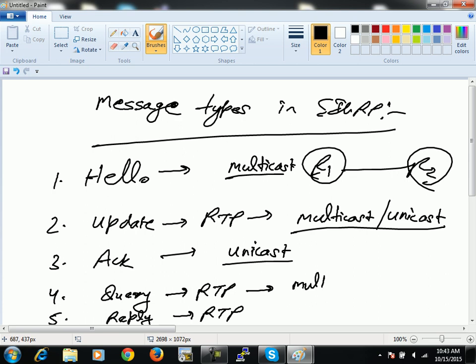Query, multicast, always multicast. But in case you have configured your neighbor statically, then even your query will also be unicasted. But by default, query packets will always be multicasted. But if you have configured your neighbor statically, then it will be unicasted. Reply, only and only unicast. Reply will always be unicasted.